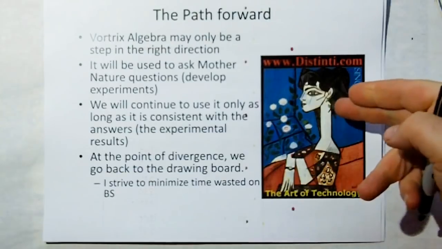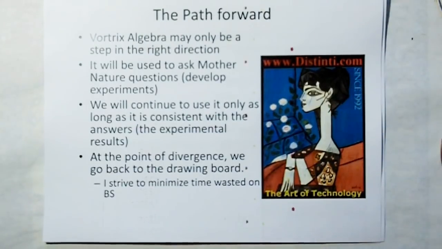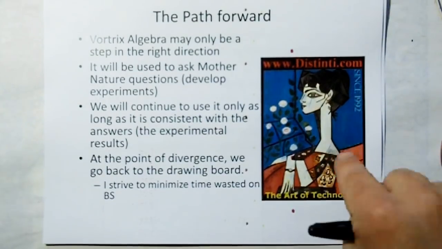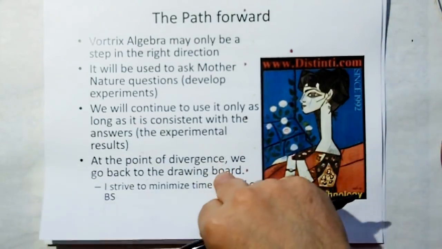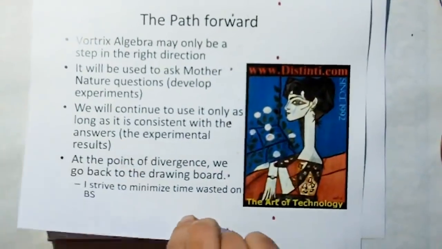Again, this is a painting that is in my possession. It's a copy of a Picasso done by an art student in the 50s. I inherited it from my grandparents. This is my effigy of Mother Nature. Okay, very stately woman, regal almost. So that's the girl I'm looking for. She gets to decide if Vortrix algebra is right or wrong, not any other retarded monkey. And if it diverges, we go back to the drawing board.